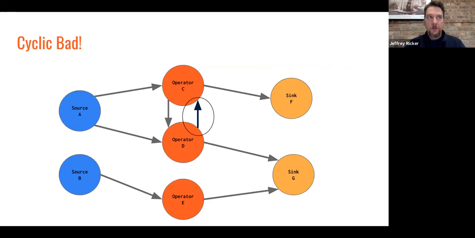Any questions about directed acyclical graphs? Pretty straightforward. Sources, sinks, operators, don't circle back.